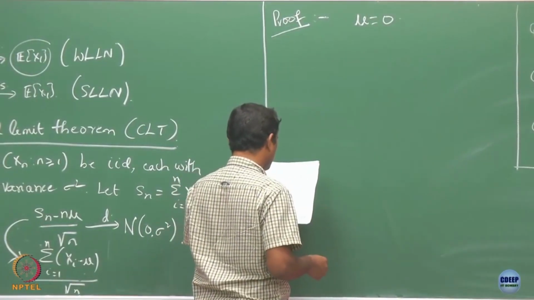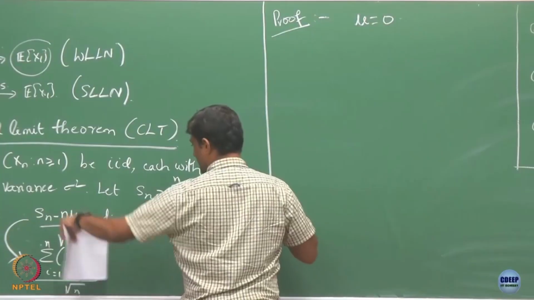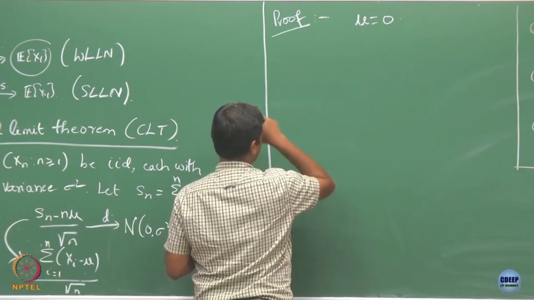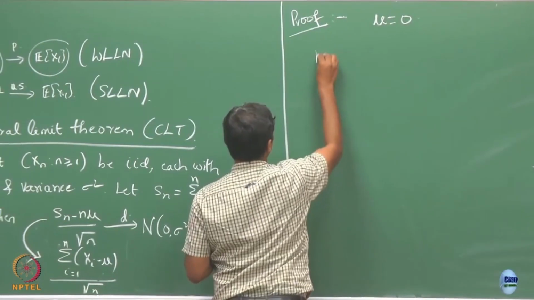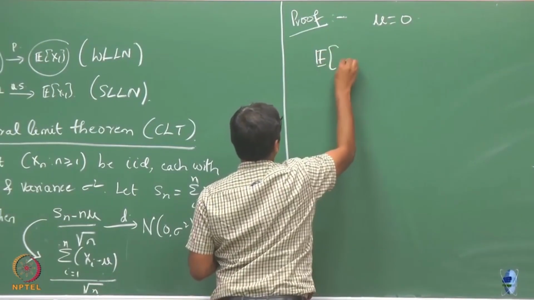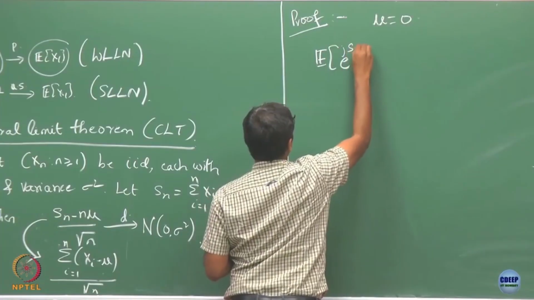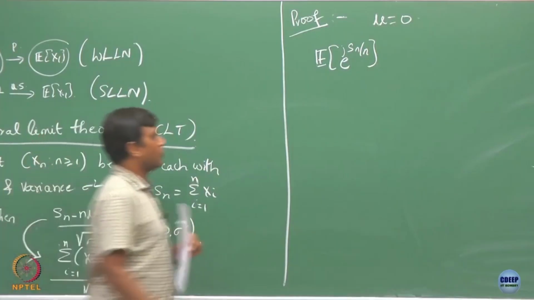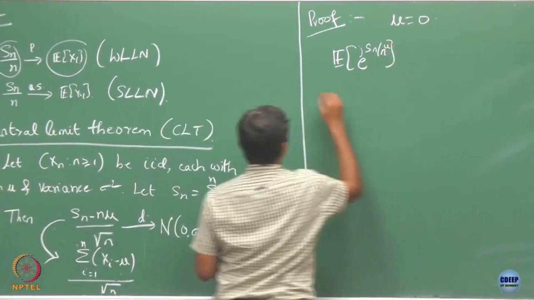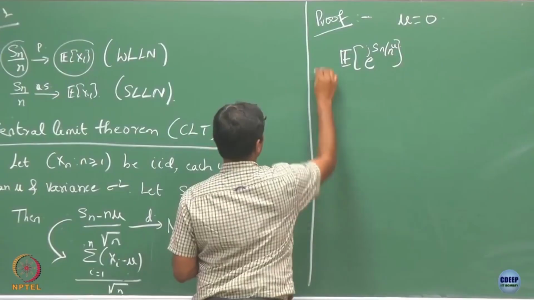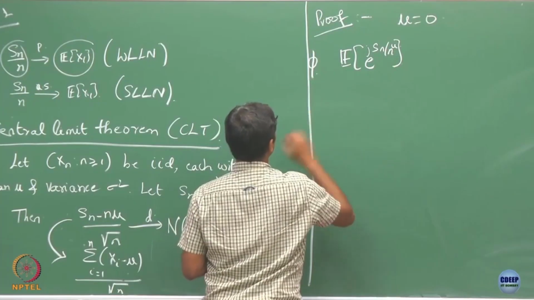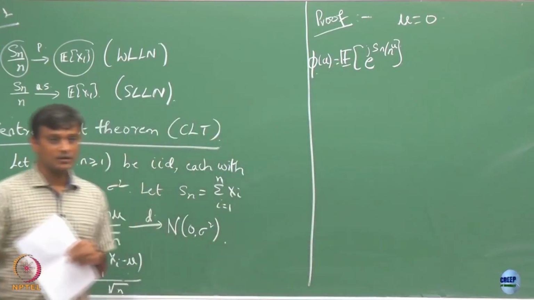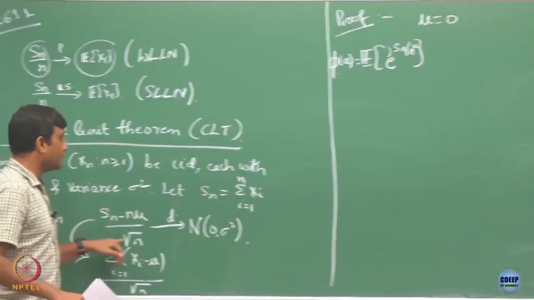Now because of that I just need to worry about Sn by square root n, and let us try to find out the characteristic function of Sn by square root n at a point u.